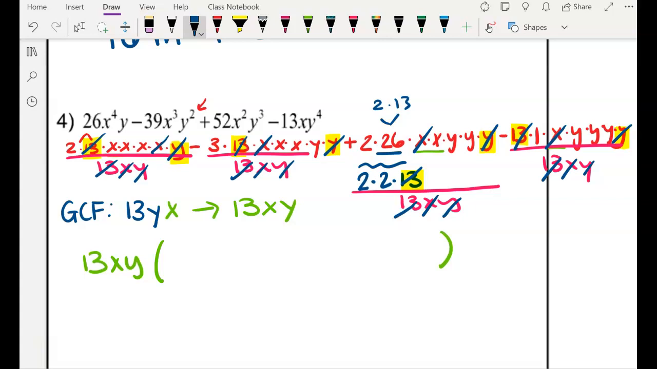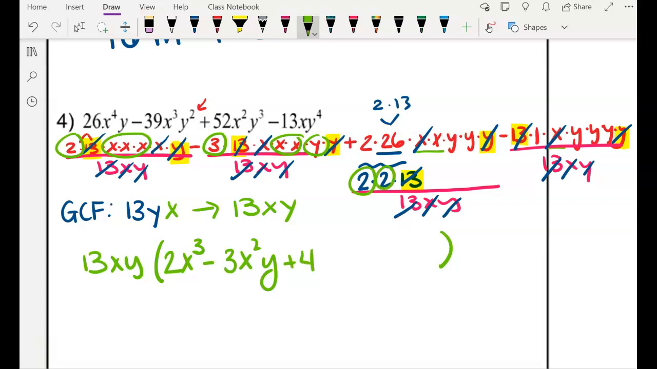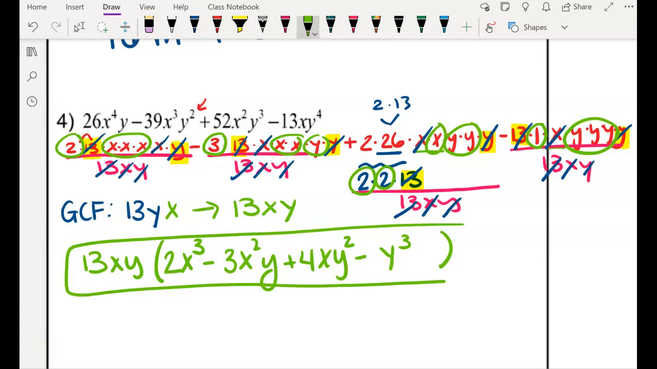Okay, so the very first term, we are left with a 2, 3 x's. Okay, so that's 2x to the third. The second one, we are left with a 3, 2 x's, and a y. So that's going to be minus 3x squared y. Then this one, we are left with 2 and a 2. So that means we're left with a 4, okay? And we're left with 1 x and 2 y's. So that's going to be xy squared. Over here, we're technically left with a 1 and then these 3 y's. So you can definitely write 1y to the third or simply y to the third. And this is our final answer that we can box up.